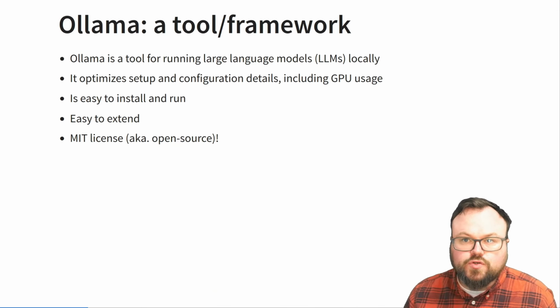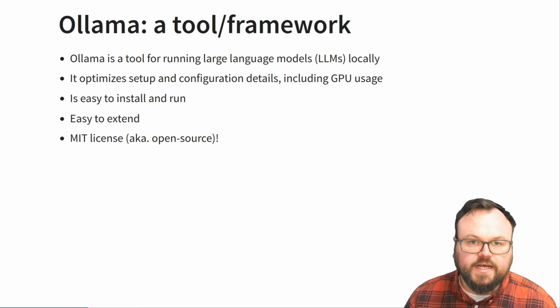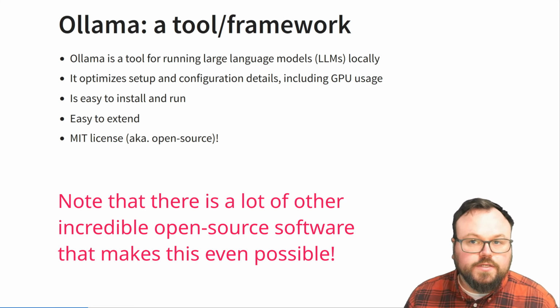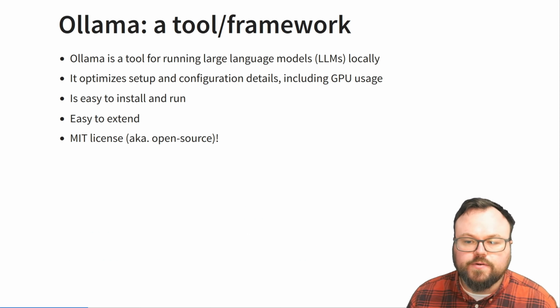Essentially, it's a kind of tool framework that makes it incredibly easy to run these large language models locally. It optimizes the setup by packaging all of the important stuff into just one model file and optimizing it to run on all kinds of hardware, including using your GPU to make this a lot faster. And I'll show you later how much faster it really is. It's also easy to extend because it's open source and all of the code is just on GitHub. So if there's something you don't like, you can fork it, you can make it your own and just go with it.